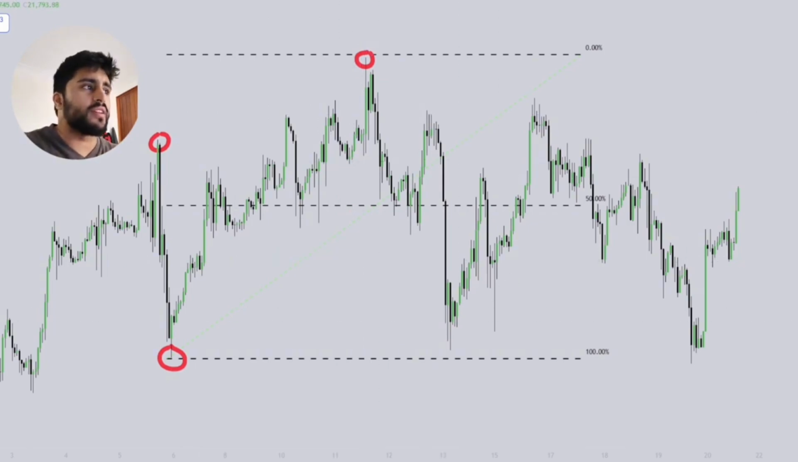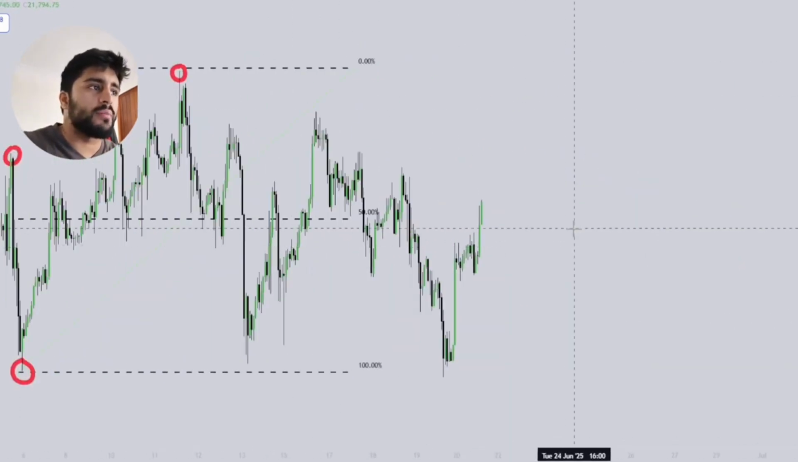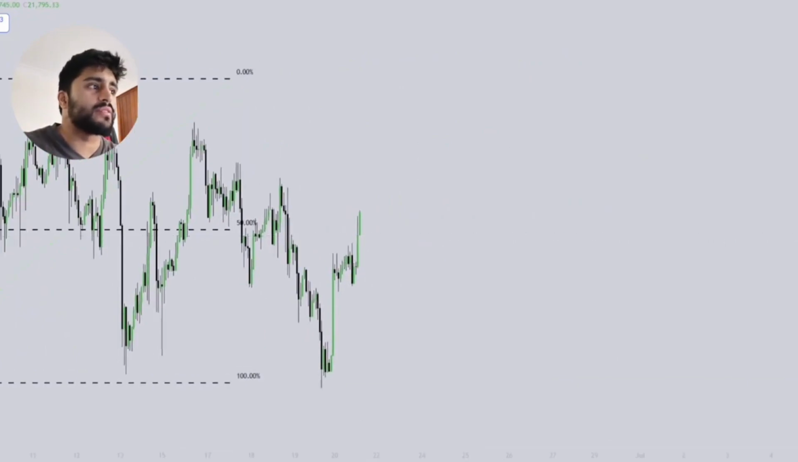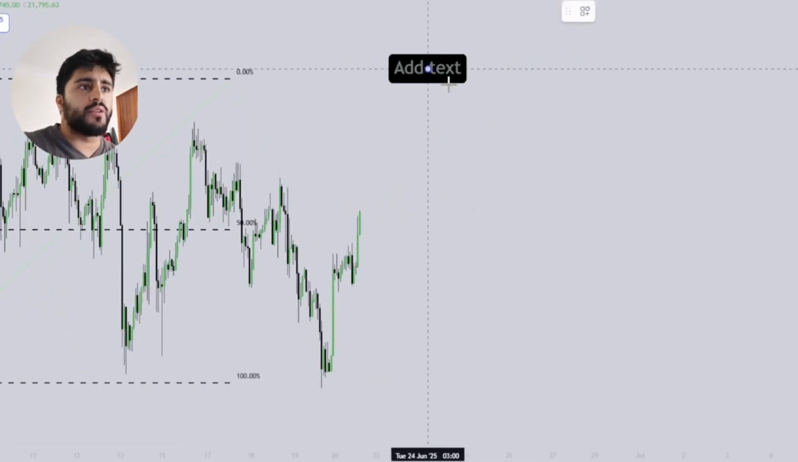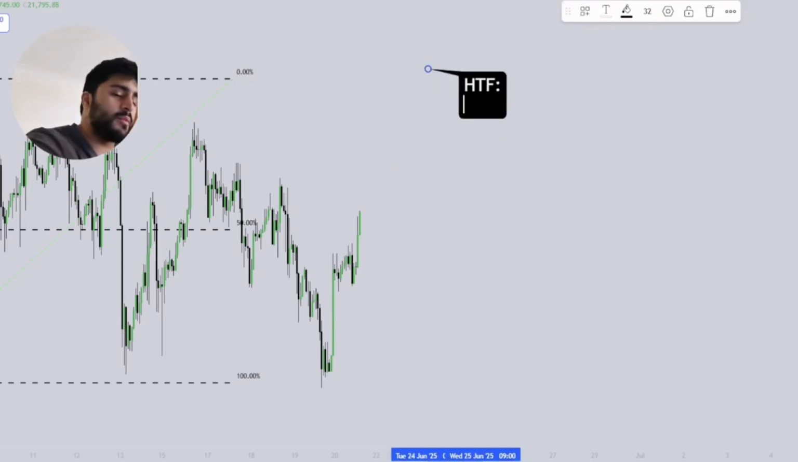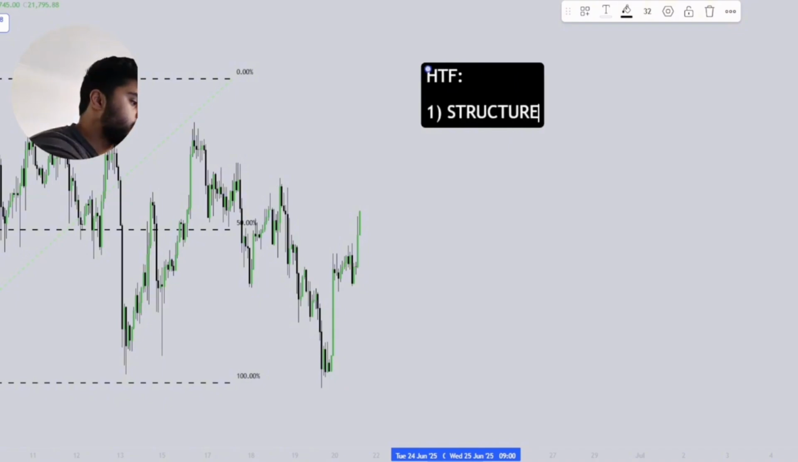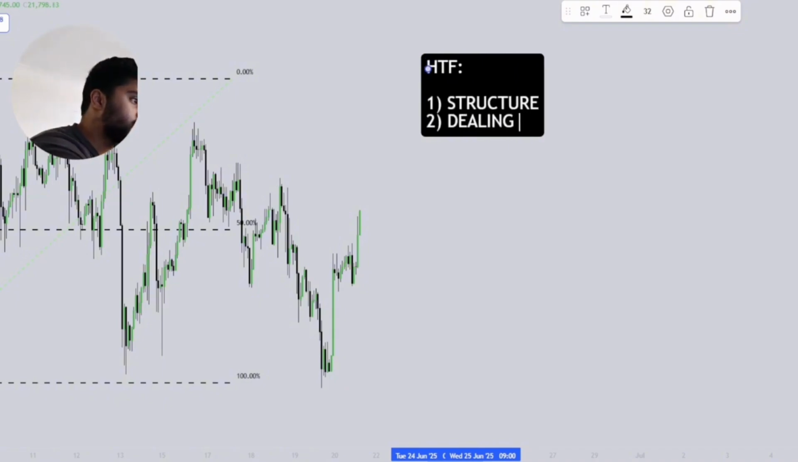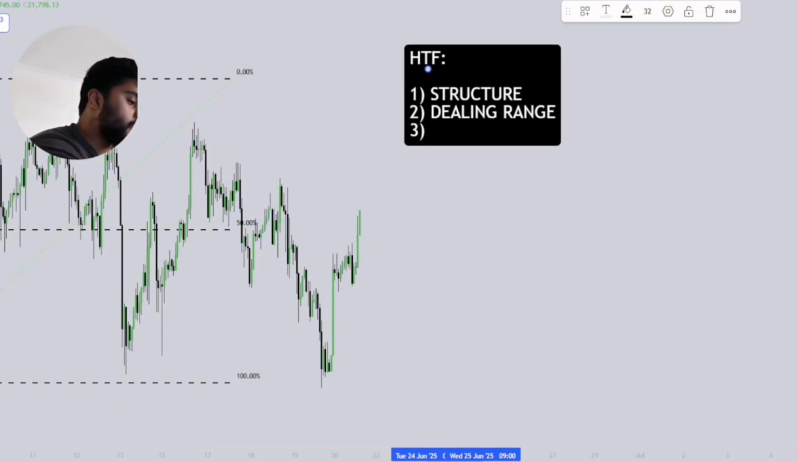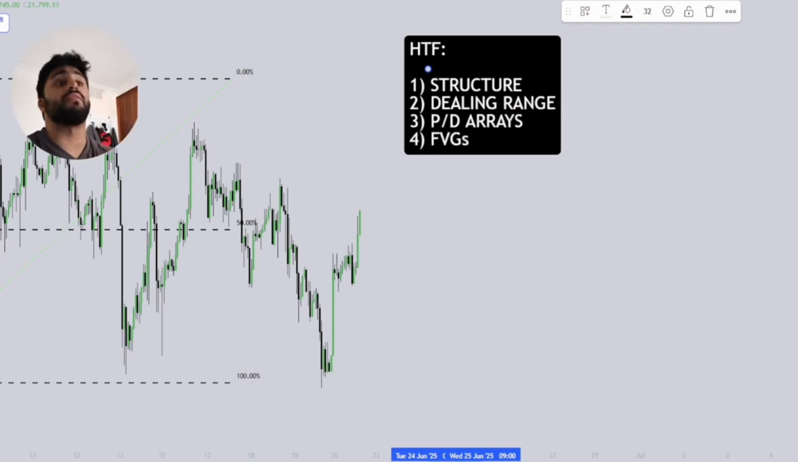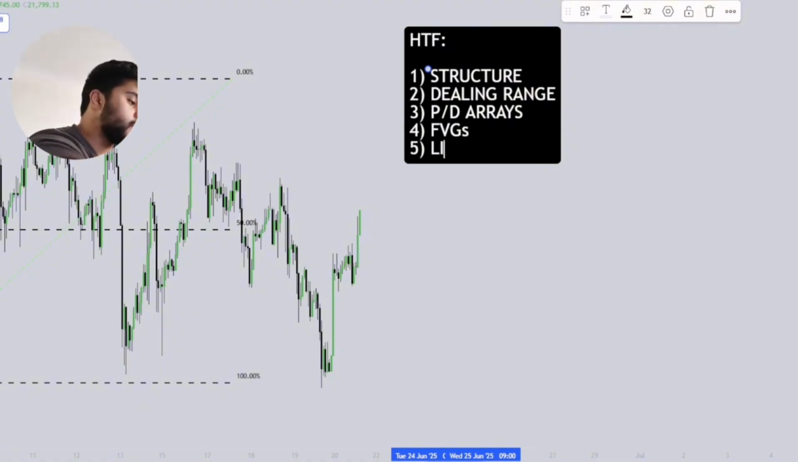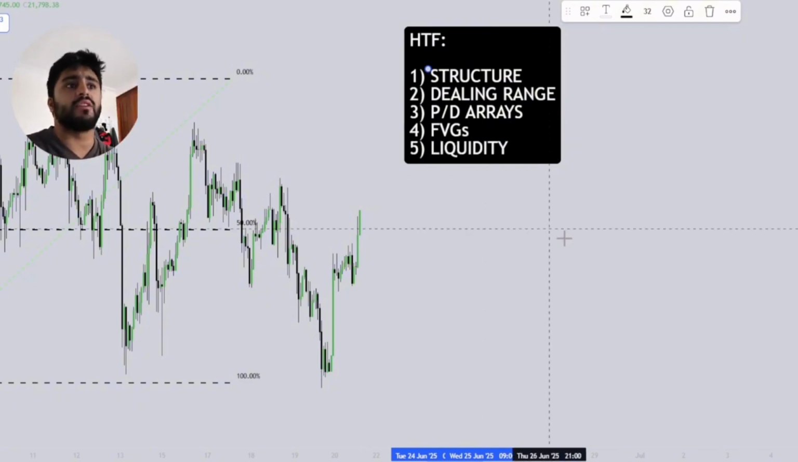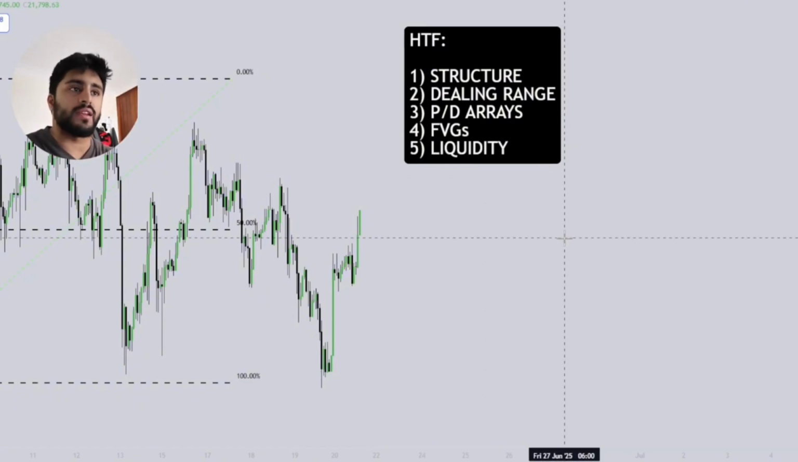When I look at the markets, I'm typically looking for a 4-step process when it comes to my higher time frame bias. A higher time frame bias, for those of you who don't know, is going to be made up of 4 unique elements. We want to see market structure. We want to look at what our dealing range is. We then want to understand where the premium and discount arrays are. And then last but not least, we want to understand where your fair value gaps are. And we also pair this with a fifth idea, liquidity. So we're looking at these things every single time we take a trade.